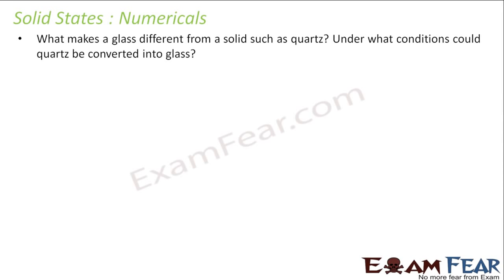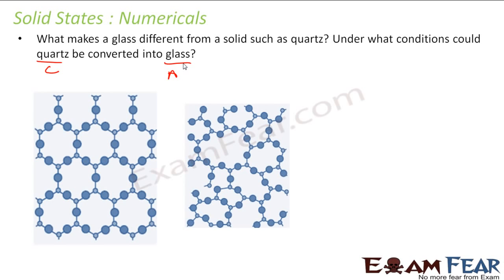The next question is, what makes a glass different from a solid such as quartz? Under what condition can quartz be converted to glass? So we know that quartz is what? Quartz is crystalline and glass is amorphous, correct? Let's first draw the crystalline and amorphous. So this is my crystalline and this is my amorphous. So the first question is, what makes glass different from a solid such as quartz? This is my glass, correct? This is my glass, that is amorphous, this is my quartz.